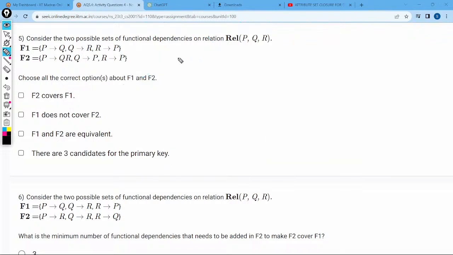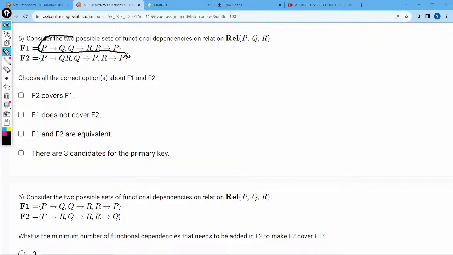So let's check if F1 is a subset of F2 or not. In F1, PQR is present. Is P related to Q and R individually? That is true. Q is related to P, that is something extra, and R is related to P. So since Q is related to P, it is indirectly related to R. Hence, F2 will be covering. Let me do this here so it is easier for you to understand. Let's see what F1 demands.